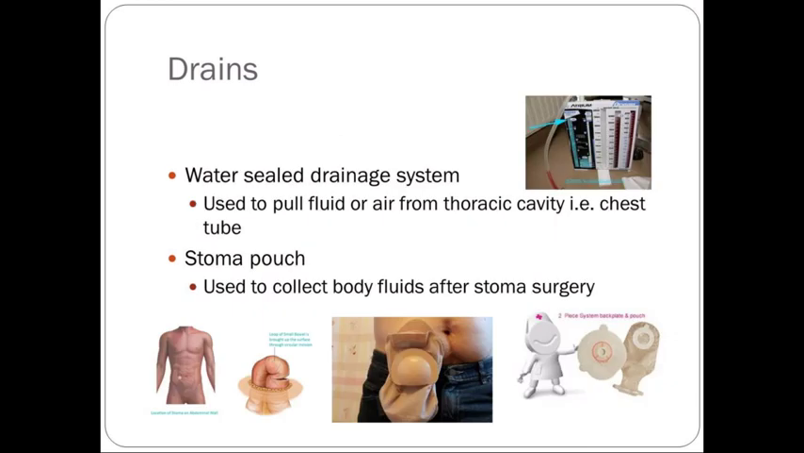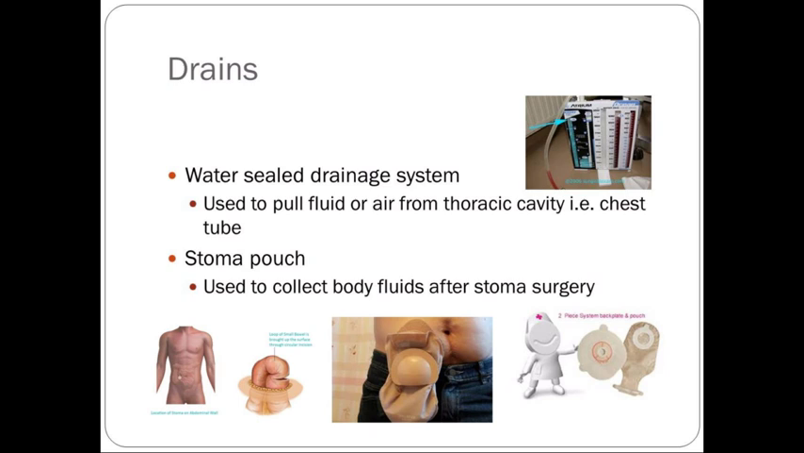For chest traumas, a chest tube drainage system is used. It's a water-sealed drainage system that's used to pull fluid or air from the thoracic cavity. The thoracic cavity is normally under negative pressure. That is what allows the lungs to inflate and deflate. So when your chest cavity is punctured, it loses the negative pressure. The drainage system replaces the pressure so the lungs do not deflate.